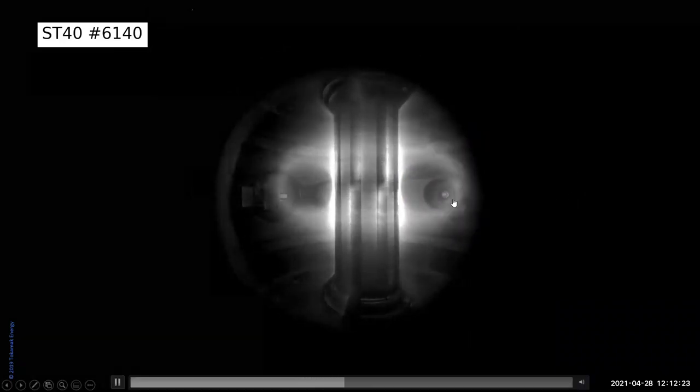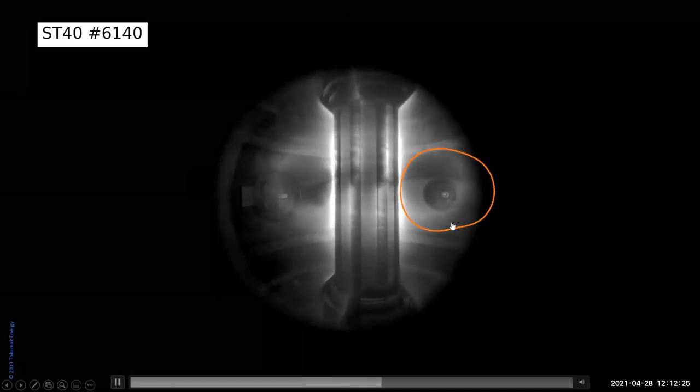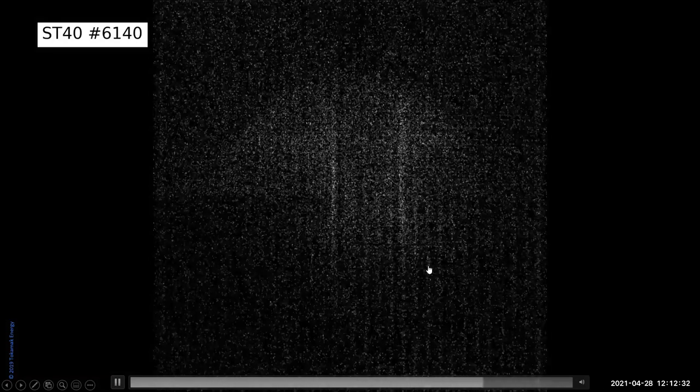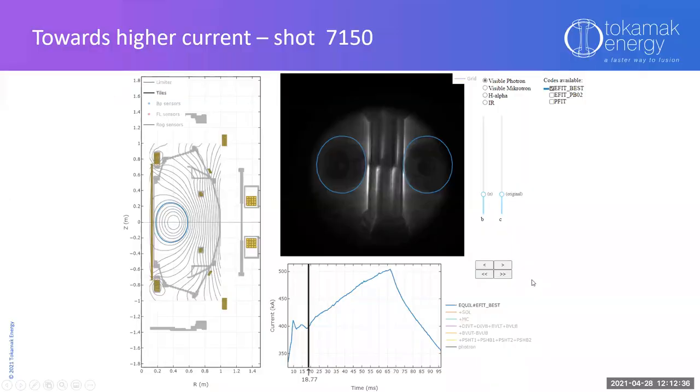Just two words about the material that is in the machine. The limiter, which is these vertical tiles there, is in carbon. And now we have installed a divertor, which has targets covered in molybdenum. So we have both carbon and molybdenum in the vessel.